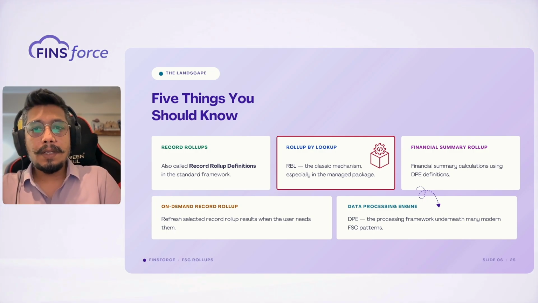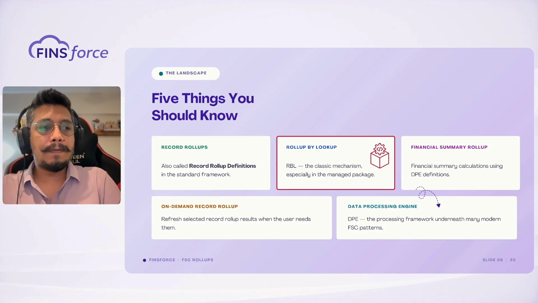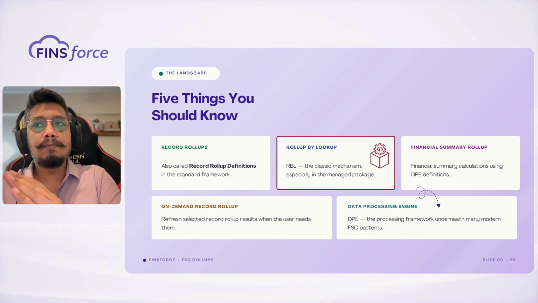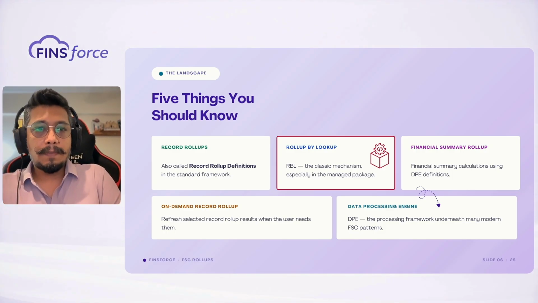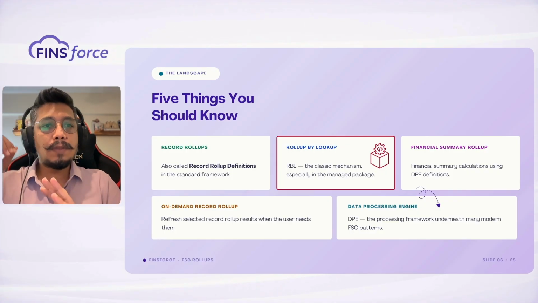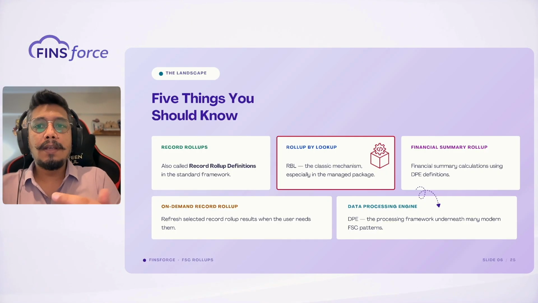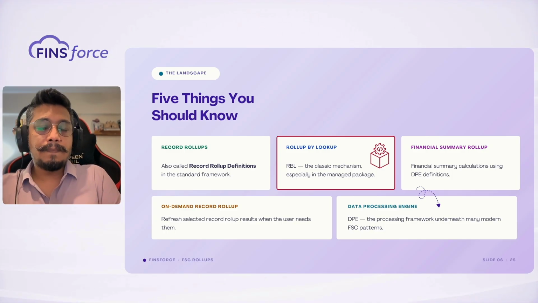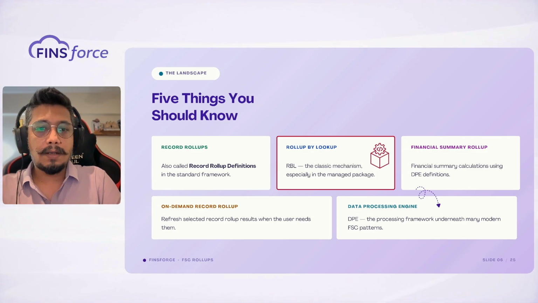Similarly, another option available on rollup is the financial summary rollup. What happens in the financial summary rollup? We have different kinds of financial accounts, as we have seen right now, and we have to show the summary. In Financial Services Cloud, some pre-built data processing engine definitions are available, running on a scheduled basis, which will show you the financial summary on top of the household or any account.